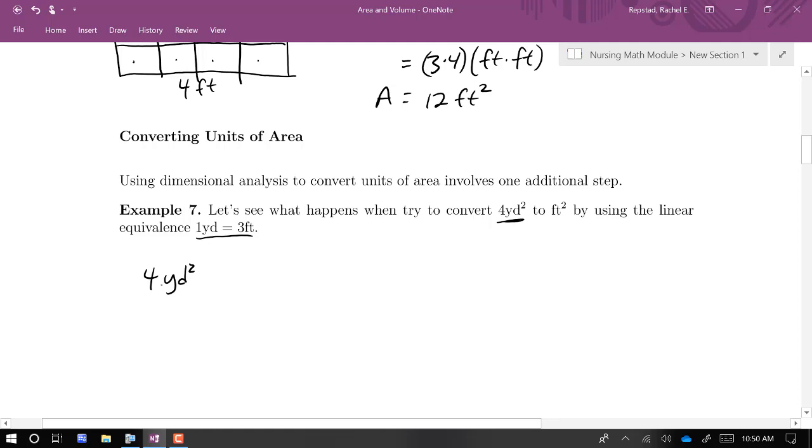So I start with the given, and I put it over 1 because I need it to look like a fraction. Now, if I try to use this equivalence, and I put yards on the bottom because I need them to cancel, I end up with a bit of a problem. Yards squared, like square yards, is yards times yards. So I'm just going to rewrite this like that.